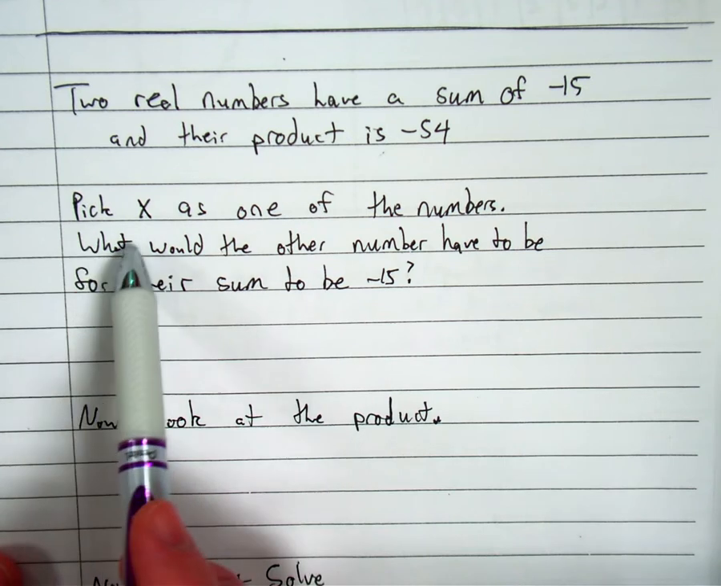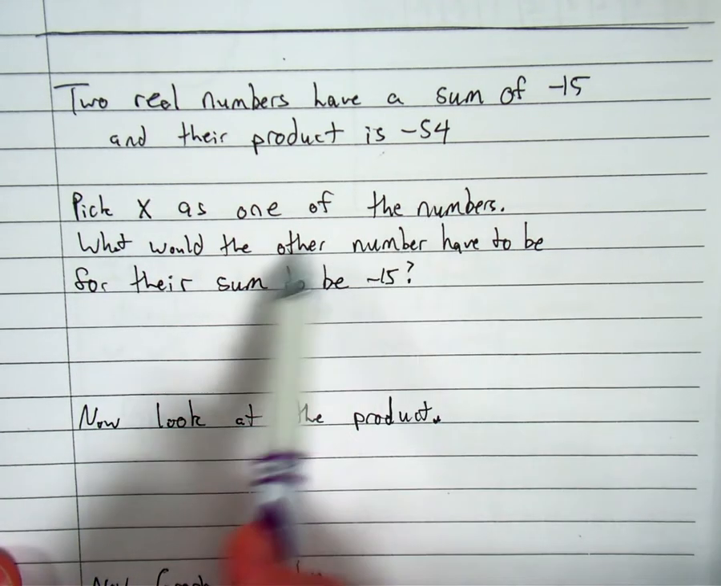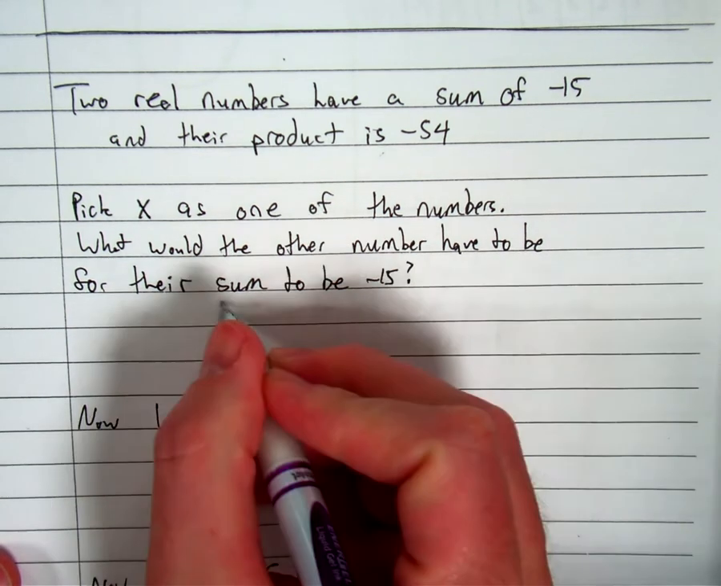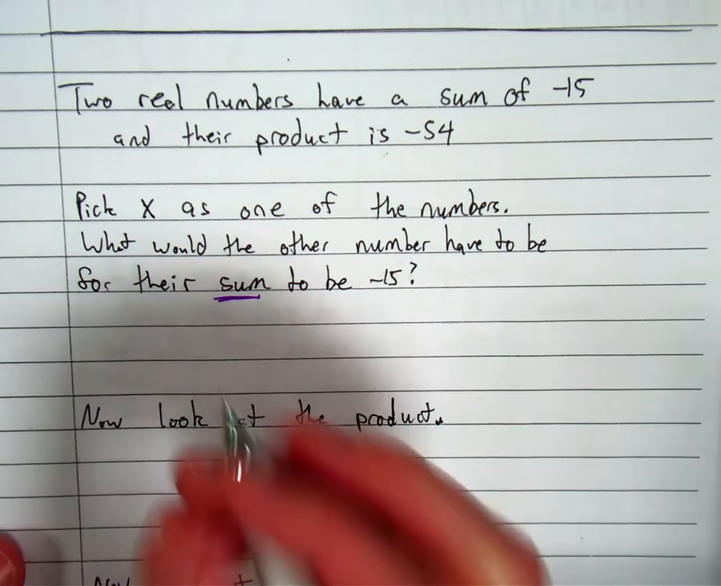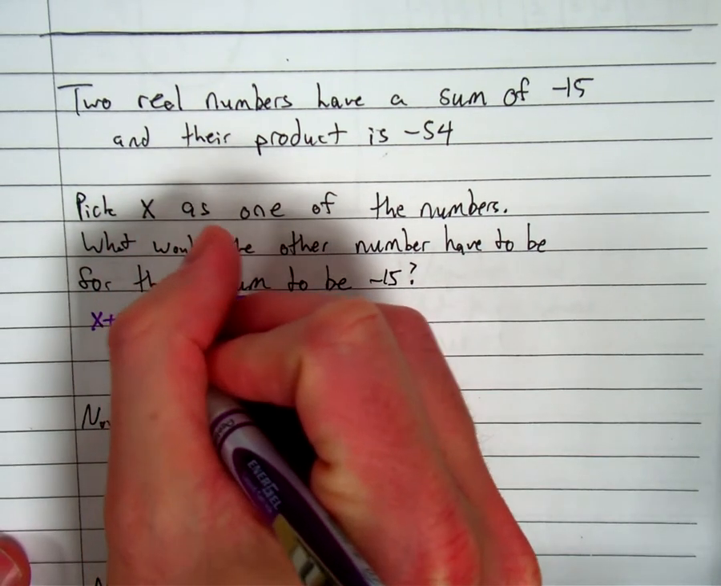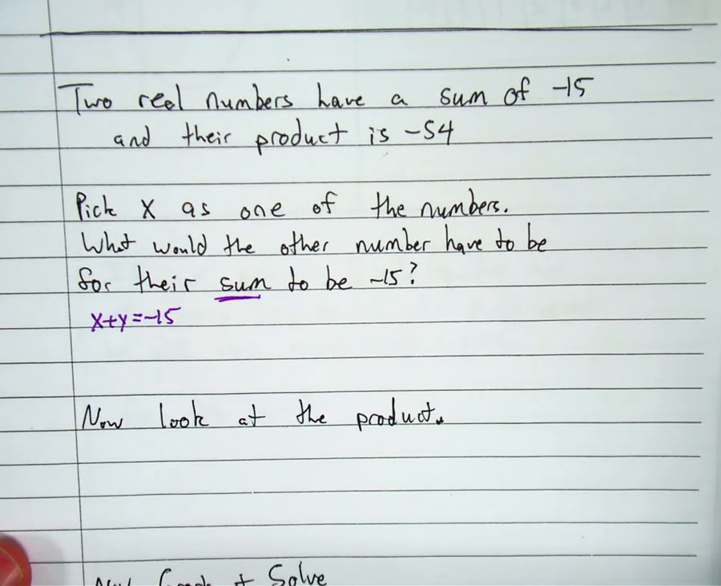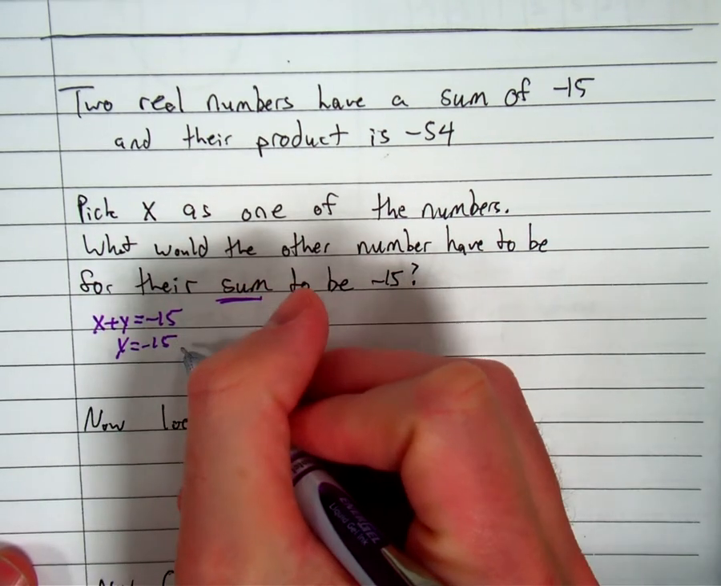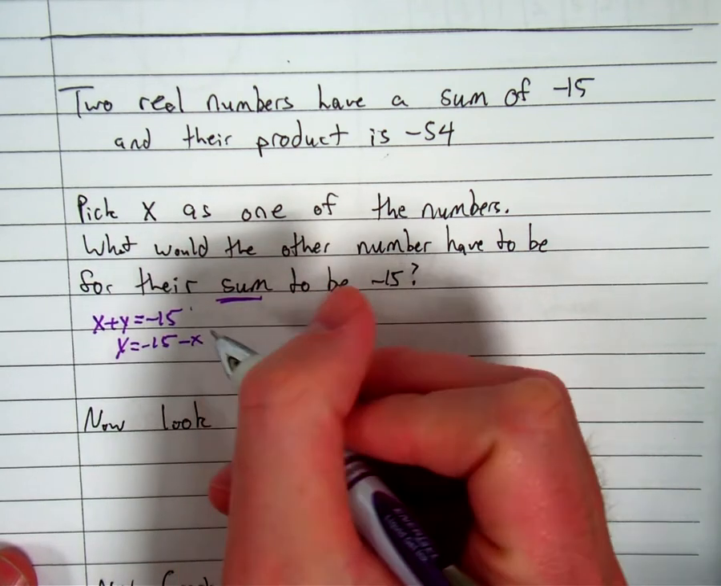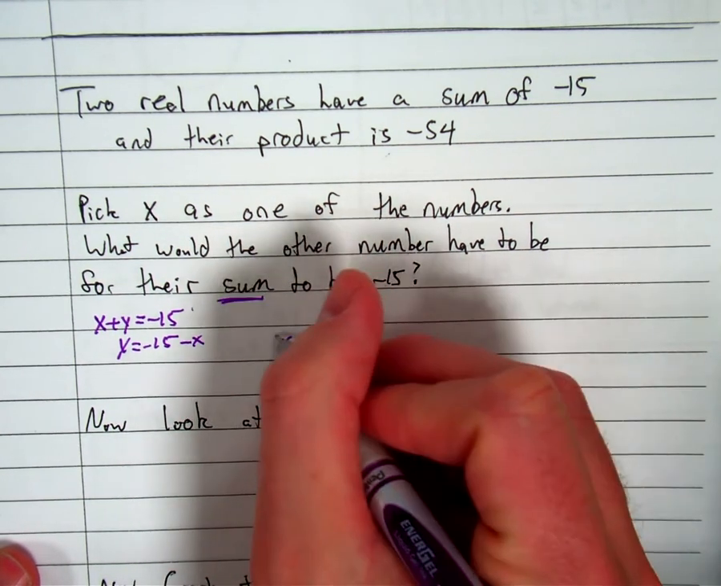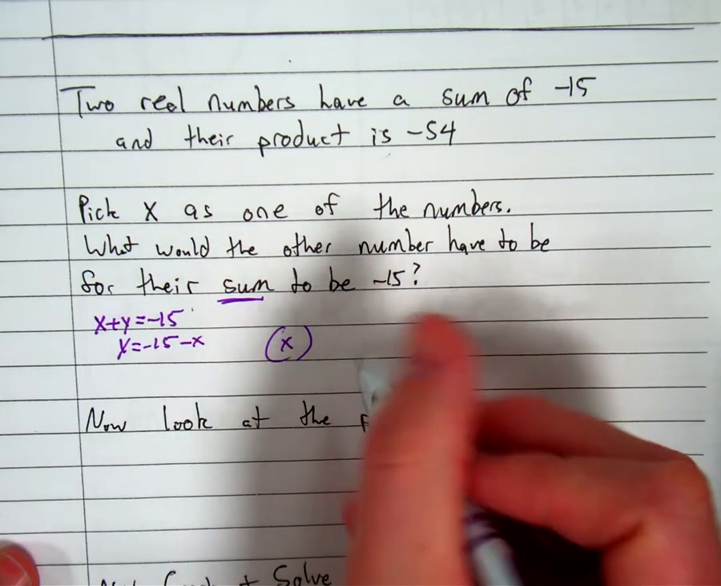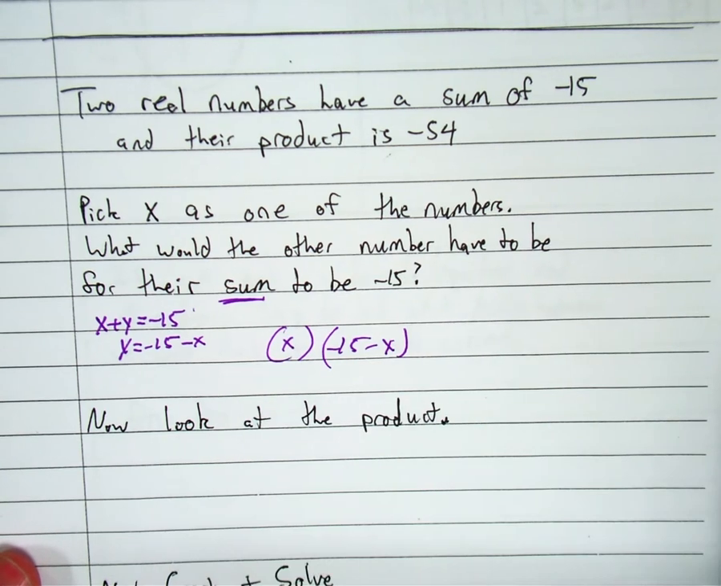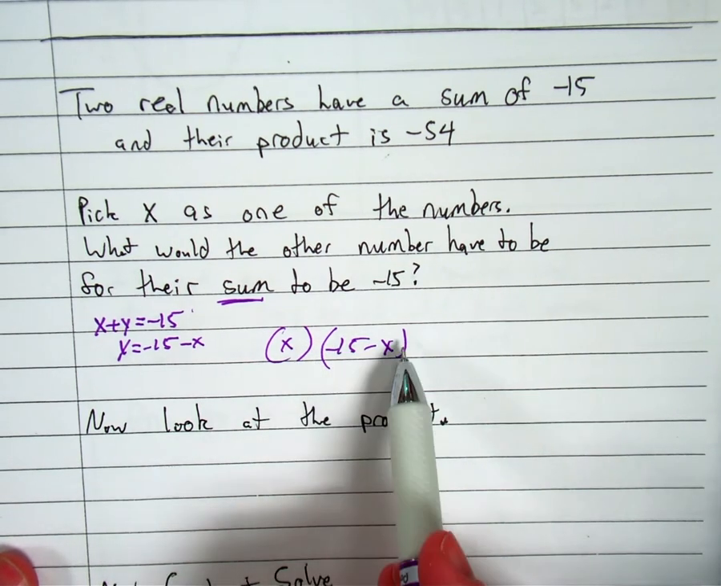Okay, pick x to be one of the numbers. What would the other number have to be for their sum to be -15? All right, so x plus y equals -15. What would y have to be? -15, if I subtract that x over, minus x. So one of my numbers is x, and the other number, y, would be the same as -15 minus x. So those are my two numbers. If I add those two together, I get -15.